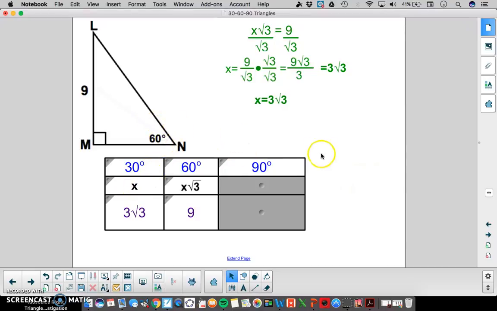Now I need to take x and plug it in to 2x. So 2 times x is really 2 times 3 root 3, which gives me 6 root 3 for the hypotenuse. So our hypotenuse LN will be 6 root 3. MN across from 30 is 3 root 3.